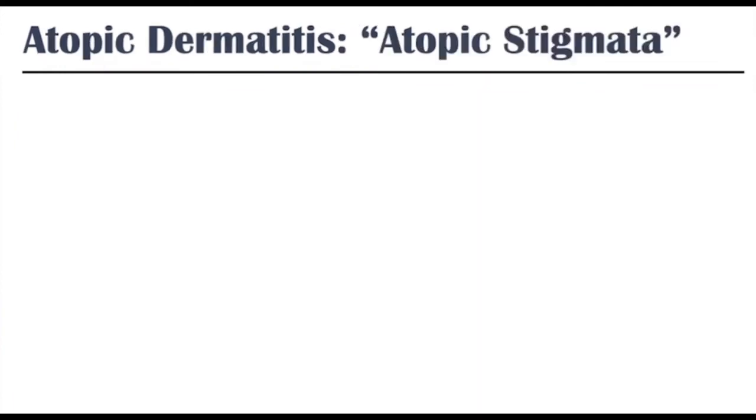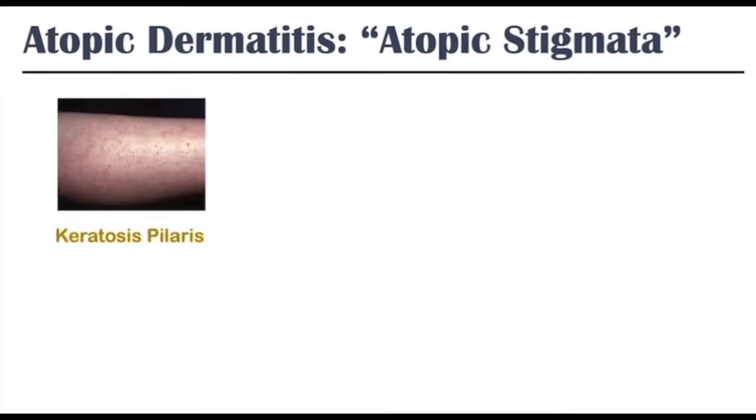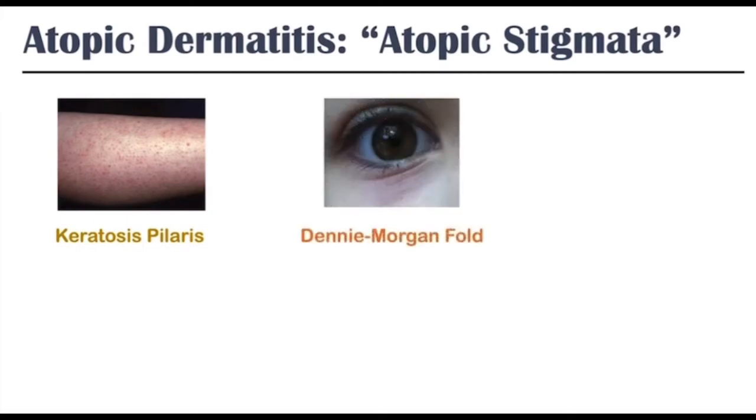So atopic dermatitis can have characteristic skin findings that we call atopic stigmata. And these can include keratosis pilaris or hyperkeratosis pilaris. This is colloquially called chicken skin. So it's essentially little raised red dots that can develop on different parts of the body. You can also see what we call Dennie-Morgan folds. So you can see here in this image this wrinkling effect and some change in the skin color as well underneath the eyes.